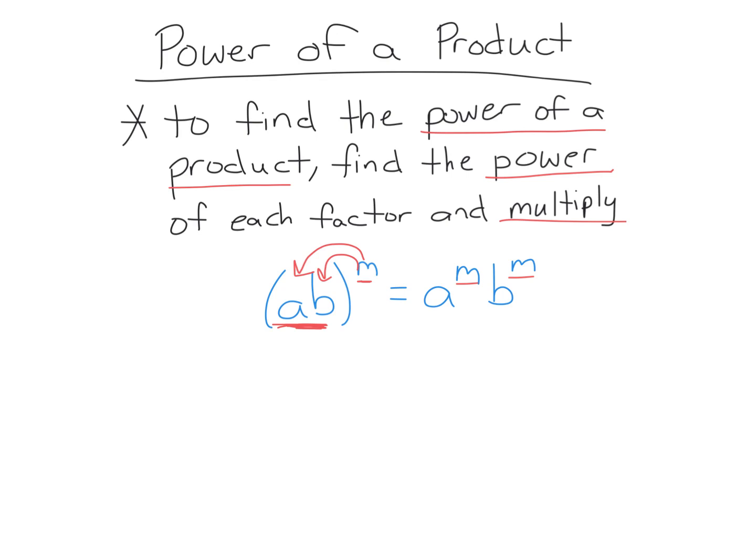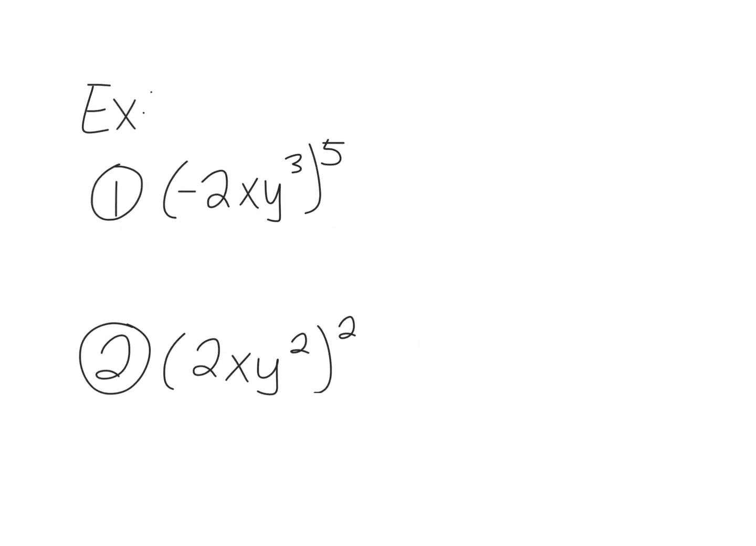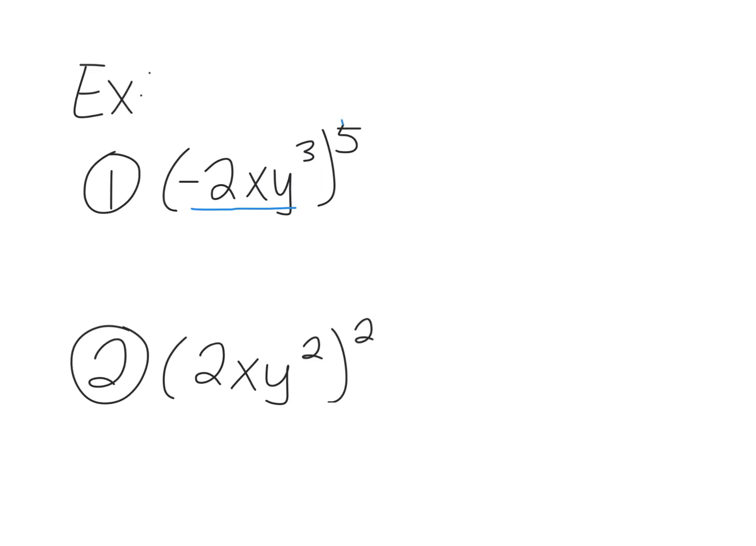Okay, can I move on to those examples? Okay. Looking at number 1, we have a product of multiple powers. We have -2 times x times y to the 3rd, and we have all of that raised to the 5th power. So what you're going to do, take that power to each term. And remember, it's an exponent. It's not going to be -2 times 5.